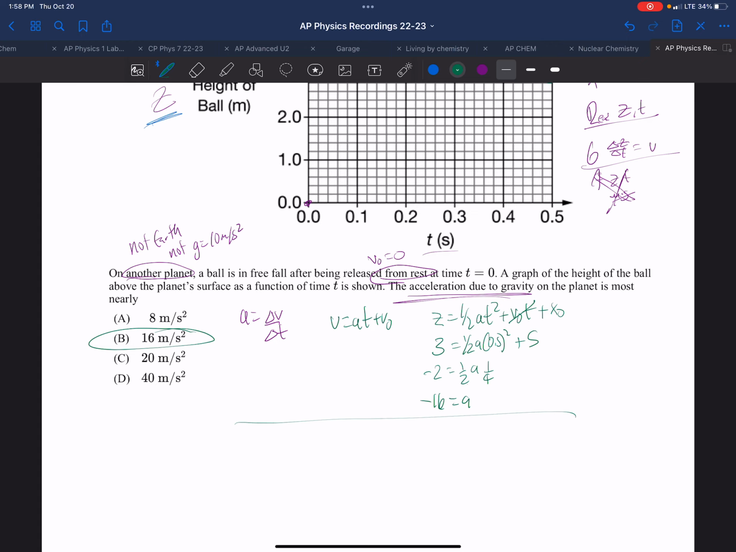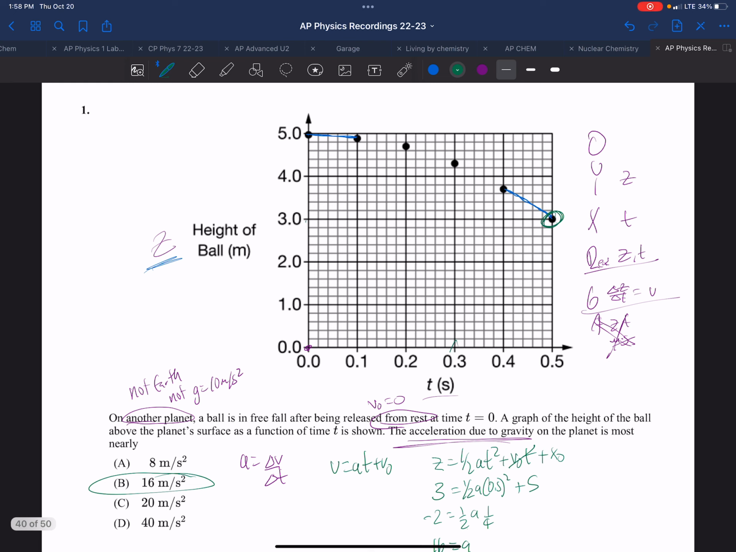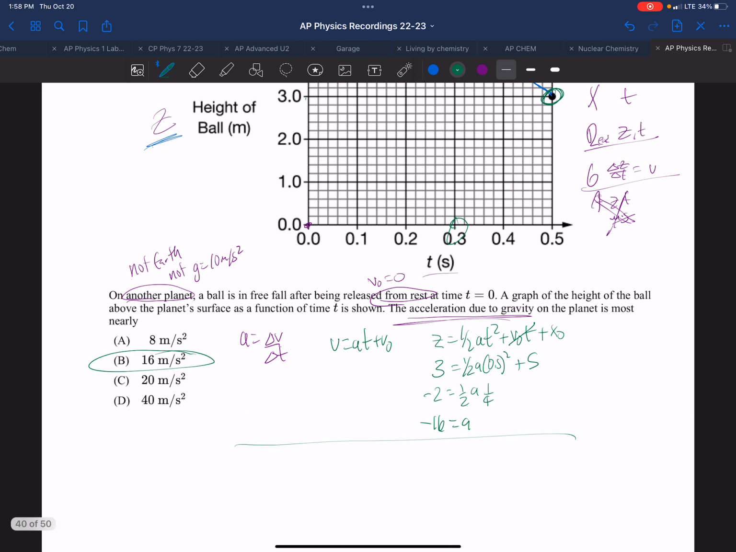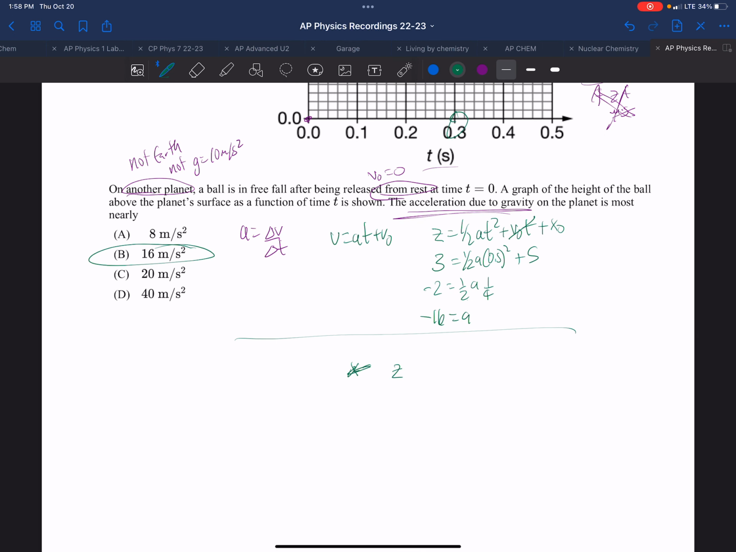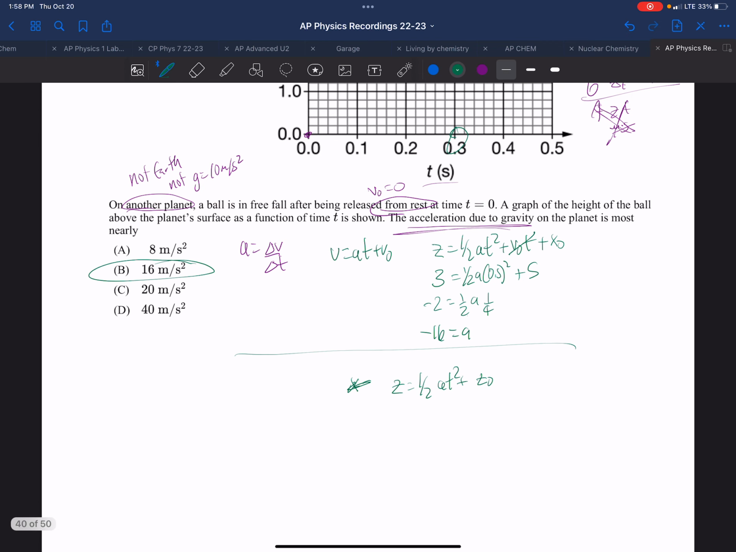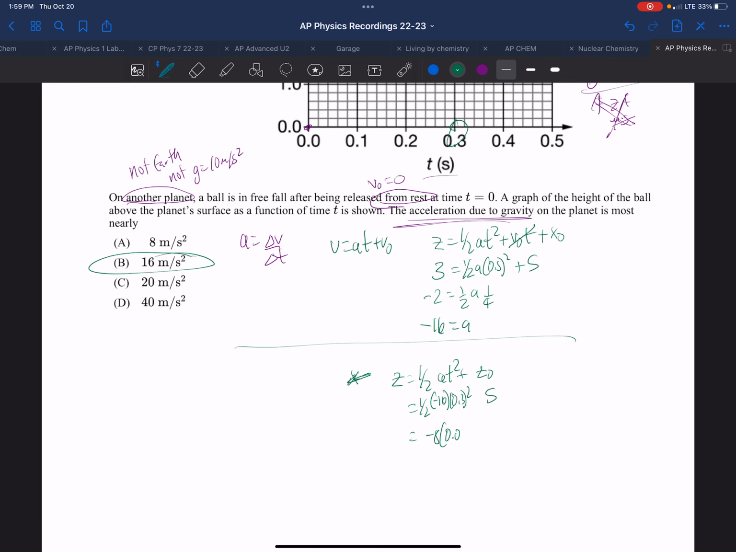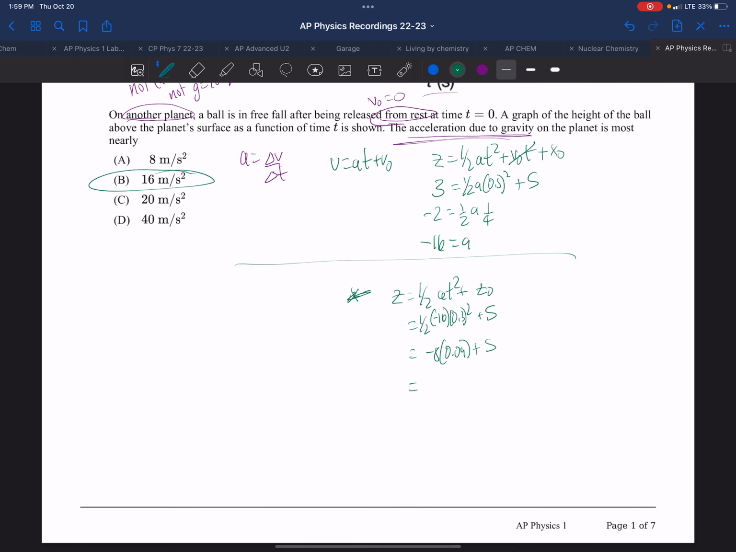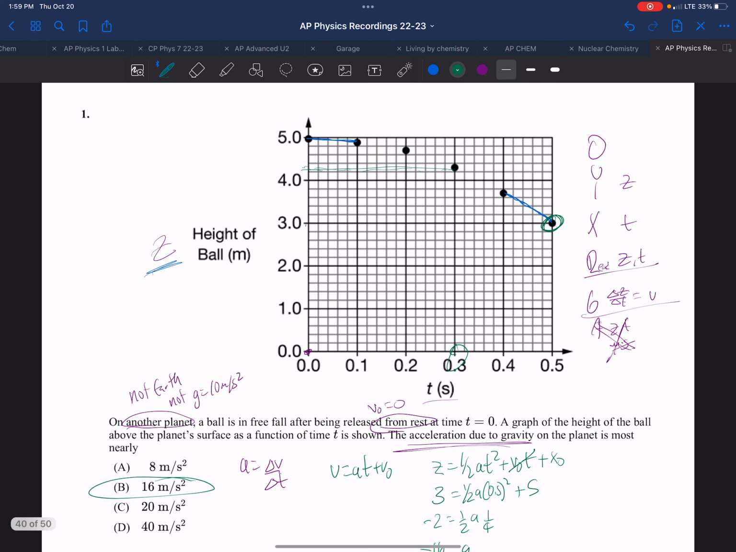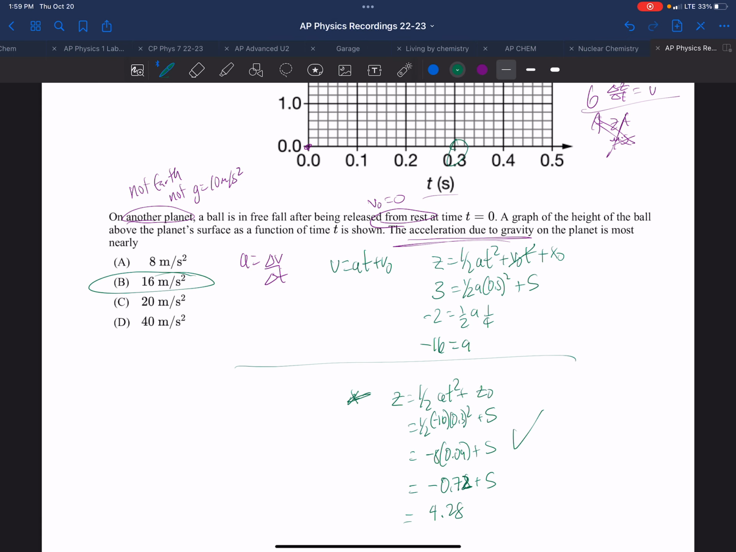That's our answer. We could go through and do a check just to see if we are correct. We could pick another point and say, at 0.3 seconds, the position should be about 4.3 maybe. So z equals 1/2 at squared plus z0, which we said was 5, and our acceleration we just figured out was minus 16. If we plug in 0.3, we've got minus 8 times 0.09 plus 5, which is minus 0.72 plus 5, which gives us about 4.28. And we estimated there would be about 4.3, so it checks, if we felt we needed to do a check.